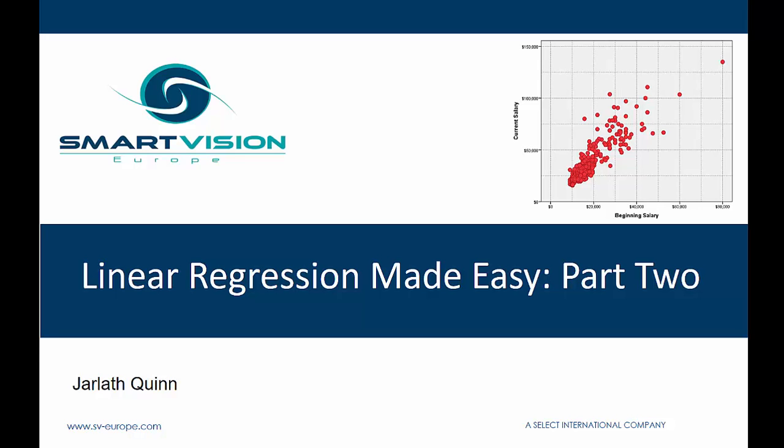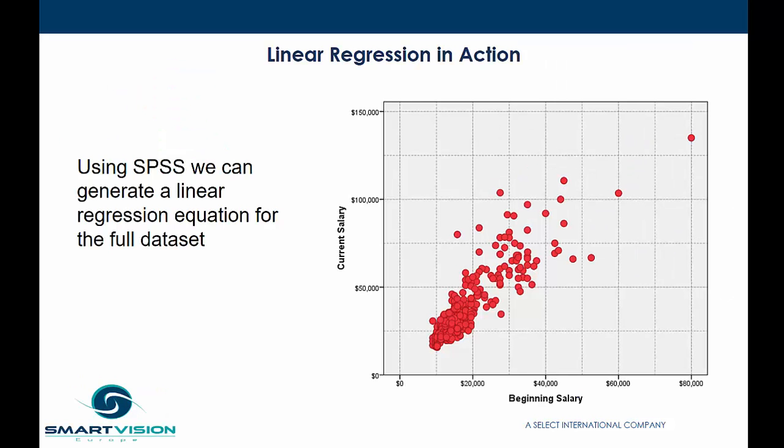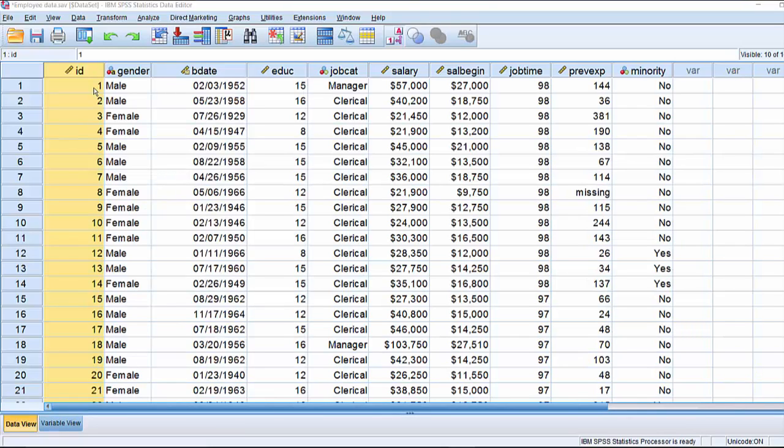In part 2 of Linear Regression Made Easy, we're going to be using SPSS to build a linear regression model against the entire employee dataset. So here we have a full dataset loaded in the IBM SPSS Statistics. It's made up of 474 records, and as you can see, we've got these two fields that we've been looking at earlier on: people's current salary measured in dollars and their beginning salary.